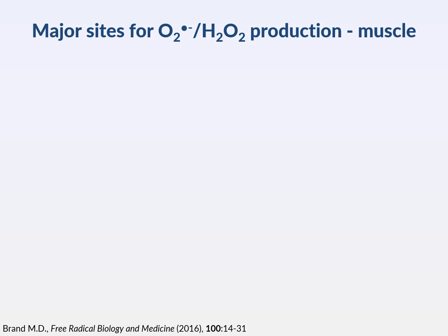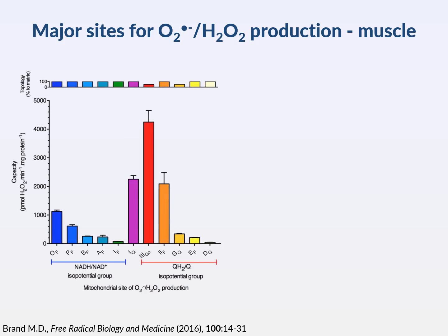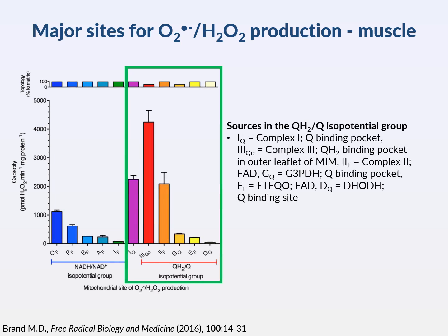Most of the work associated with identifying the sites for superoxide and hydrogen peroxide production has been carried out by Dr. Martin Brand's group, with mitochondria isolated from rat skeletal muscle tissue. This can be seen here in the figure on the left. The information yielded from these studies has been very useful in identifying which sites serve as high capacity ones under different bioenergetic and physiological conditions. Again, focusing on the graph on the left, the highest capacity site for ROS production happens to be complex 3. And within the quinone isopotential group, other sites include complex 1, complex 2, and glycerol 3-phosphate dehydrogenase.